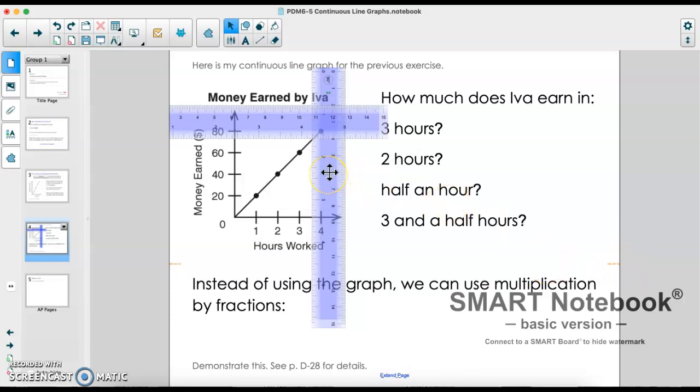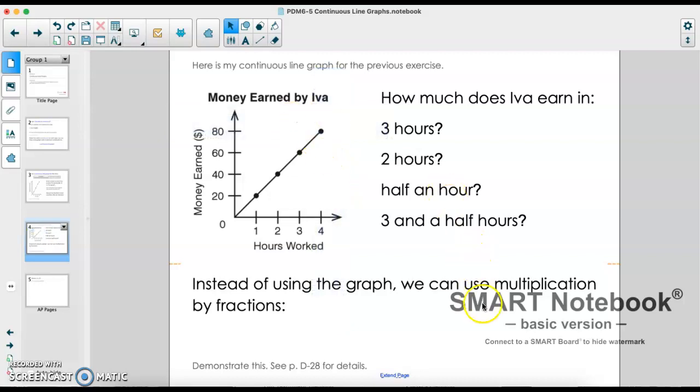Now, in case you don't want to use the ruler, in case you find it kind of distracting or you don't like it, I understand. You can actually just use multiplication, right? 3 hours times $20 an hour, 2 hours times $20 an hour, half an hour times $20 an hour, 3.5 times 20, you could do that multiplication to find that out. And it's not impossible. So that's really what we're focusing on.